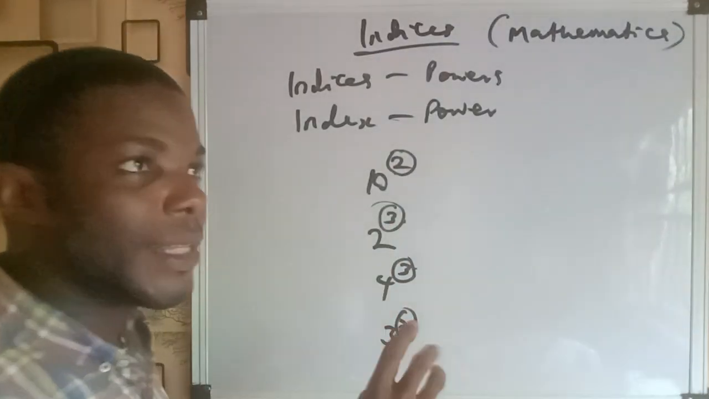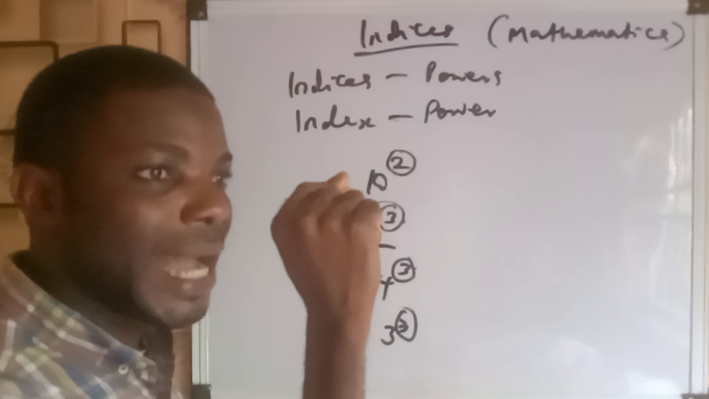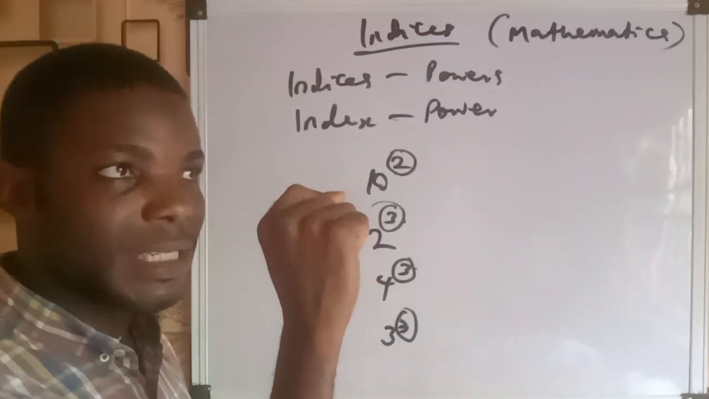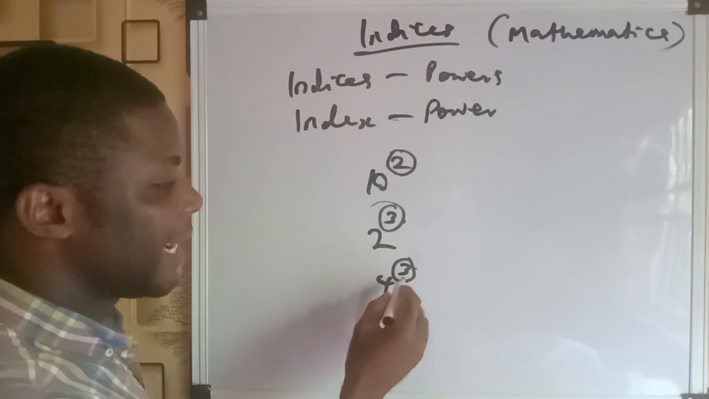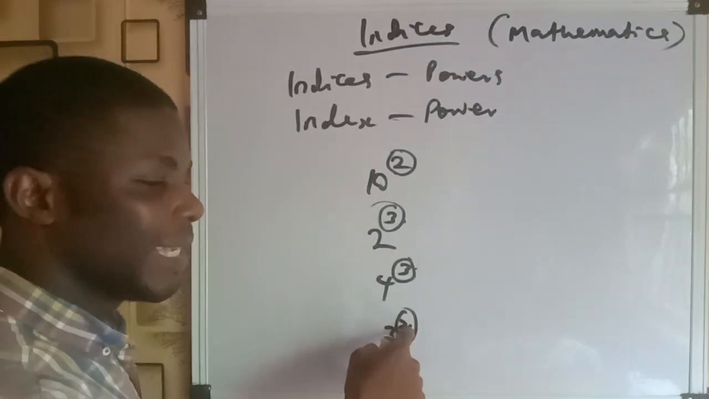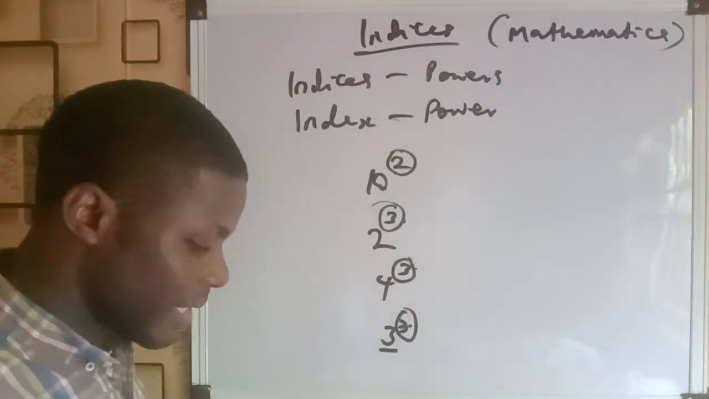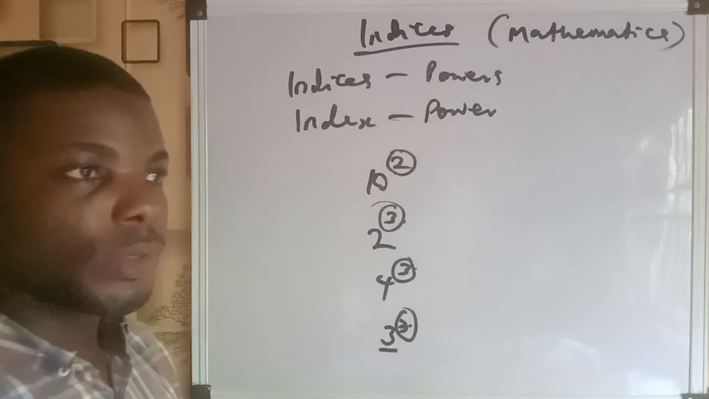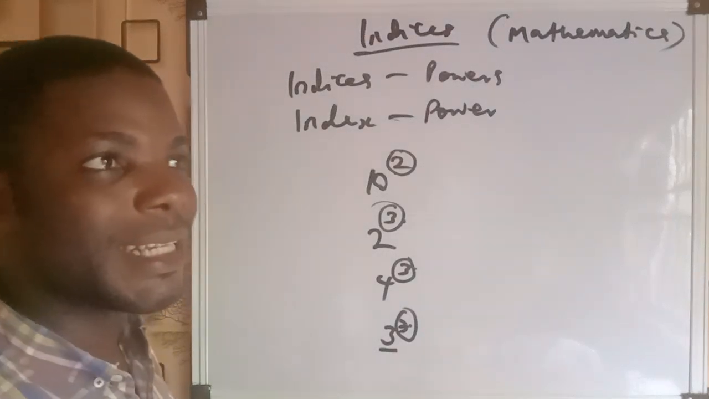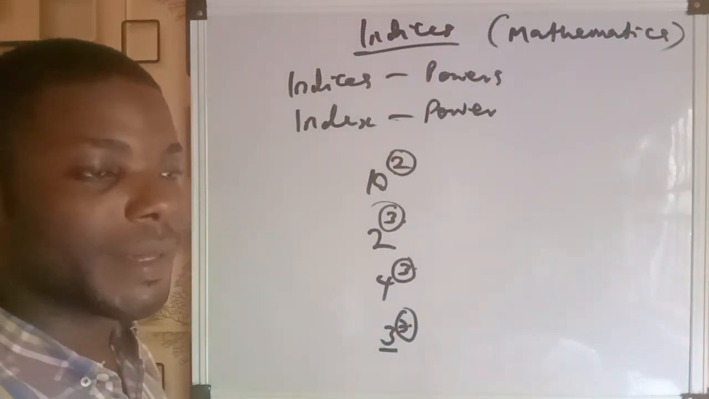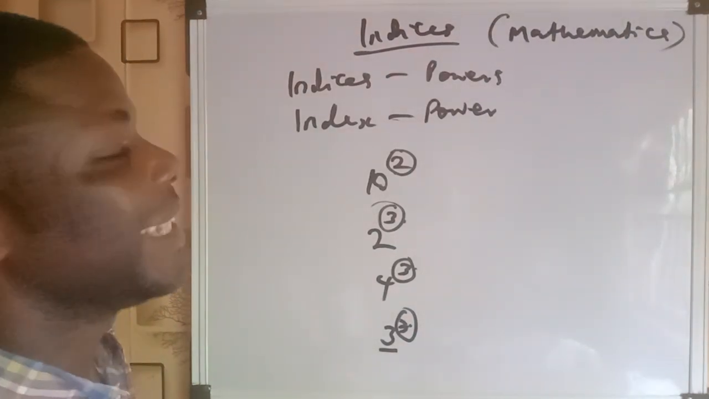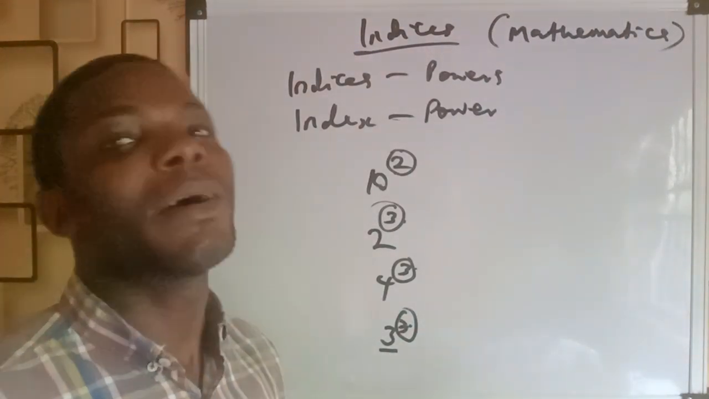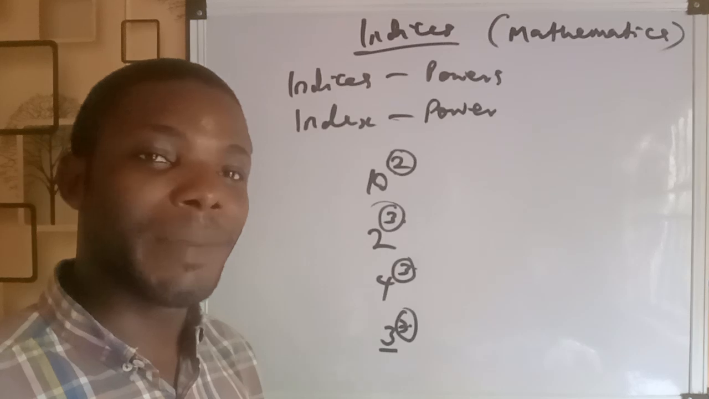So when you write a number and then you place another value on top of it, the main value is the base value, and the power is the index. When you raise a value to a power, the power is the index. If there is more than one, they are called indices. So indices is the mathematics of powers. That's what it's all about.